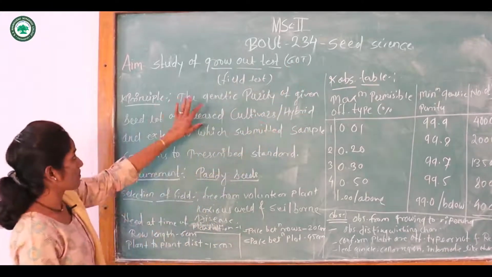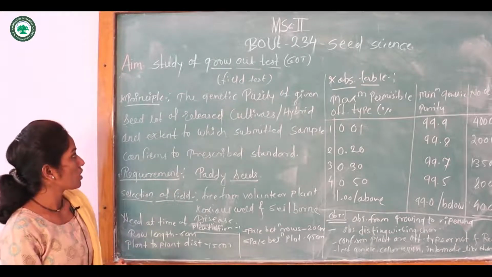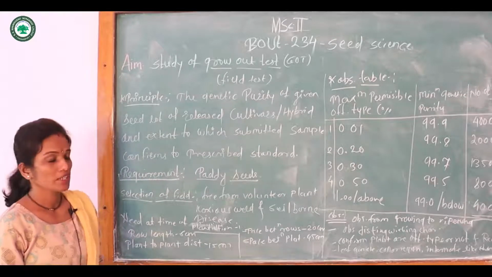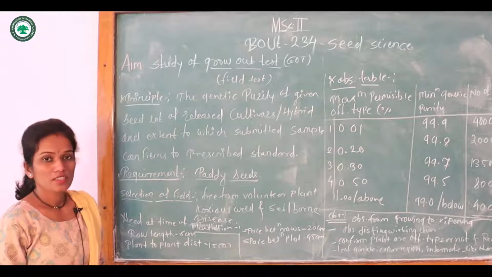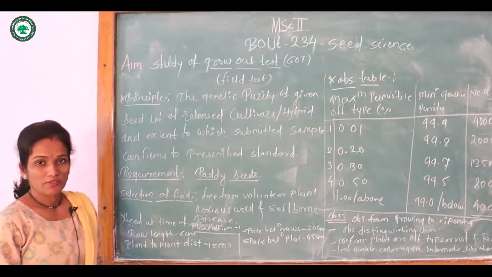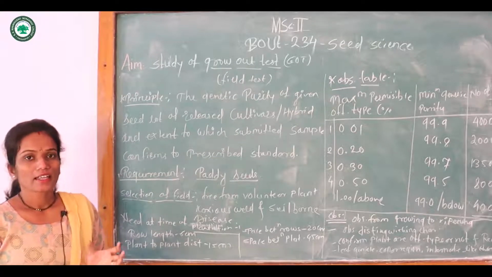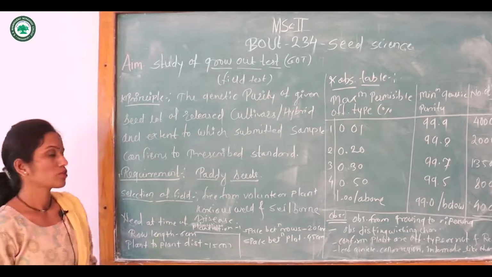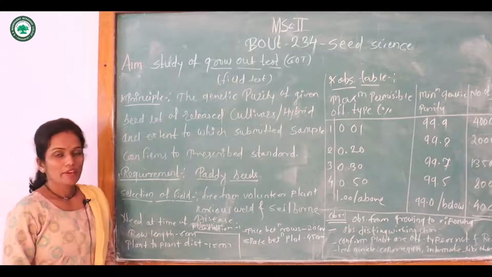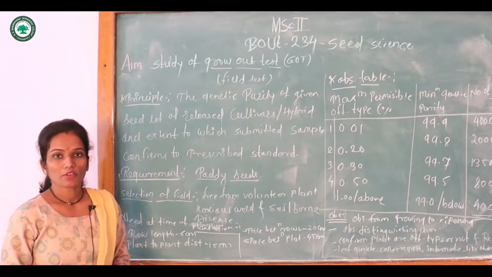The principle of the practical is the genetic purity of the given seed lot of release cultivars or hybrids, and the extent to which the submitted sample conforms to the prescribed standard in which the genetic purity test should be done, or the genetic characteristics of the seeds can be calculated. Here we need some requirements, and this practical is conducted in the field. That's why the field is our first requirement.